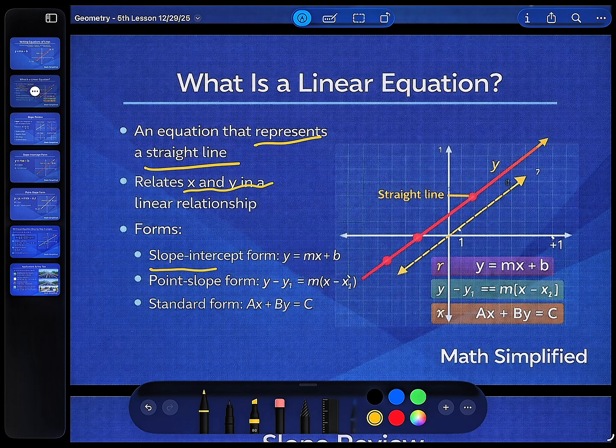Slope-intercept form is a form that you have to know for this type of pattern, which is y equals mx plus b. Then there's also point-slope form to identify the slope and such. And then there's also standard form, which you have to know how to convert. So these are 3 different forms that you have to know for this.